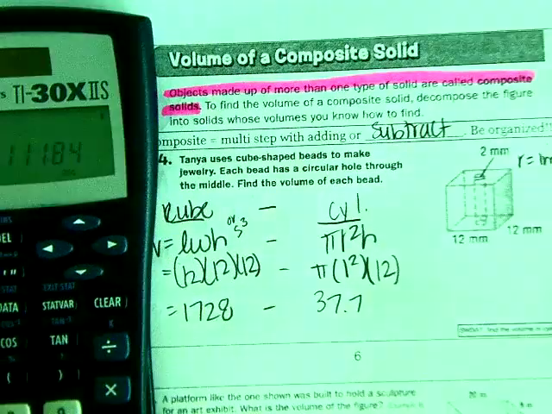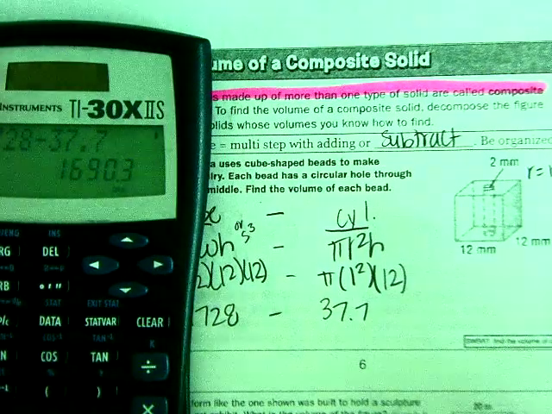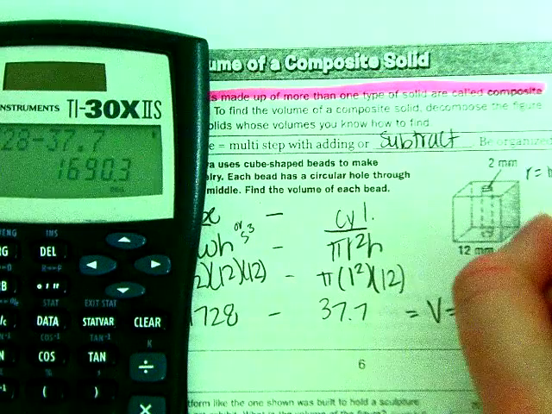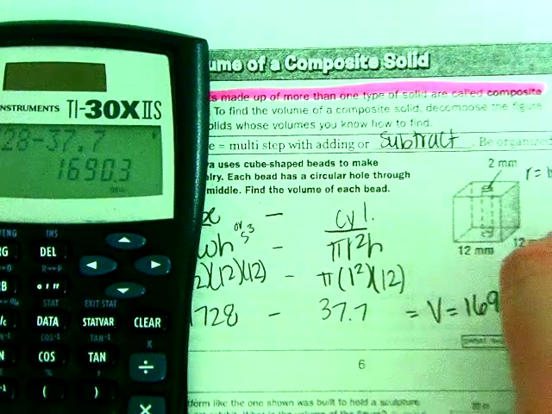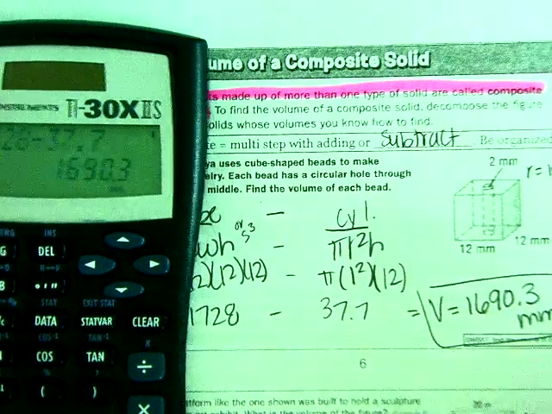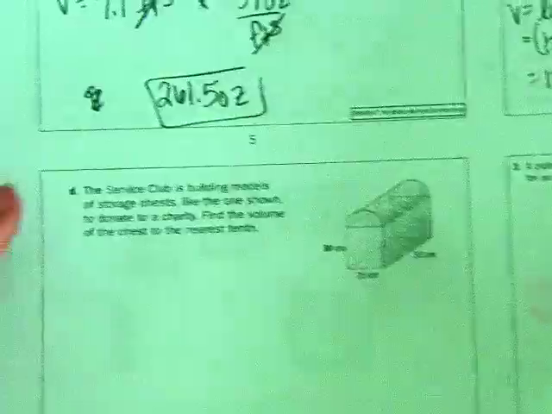So now I can do 1,728 minus 37.7 and get that the volume of the composite solid is 1,690.3 millimeters cubed. Okay, so that was where we removed a cylinder.